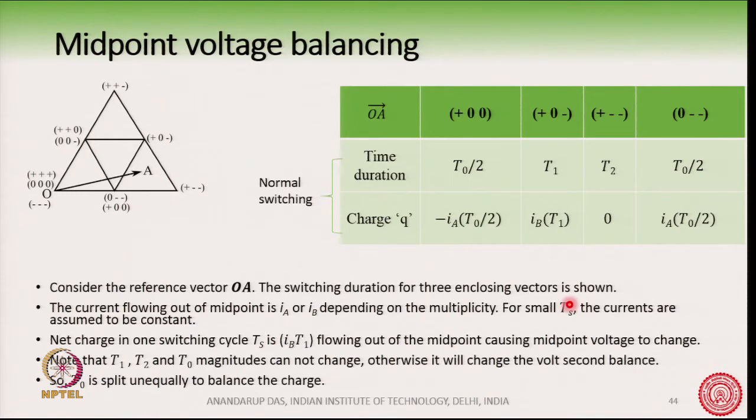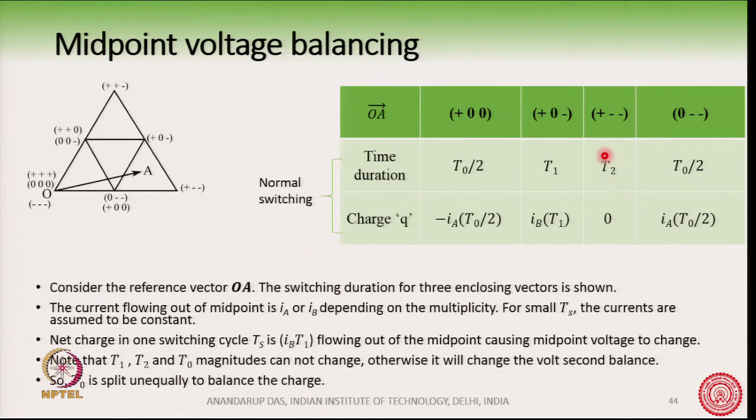But you should remember that tweaking this T0 by 2 is possible because these two vectors are identical vectors. Okay. Remember, we cannot violate the volt second balance. Okay. This is very important, because otherwise, see, we are trying to generate the reference vector OA. Suppose I change this vector or this vector here. Okay.